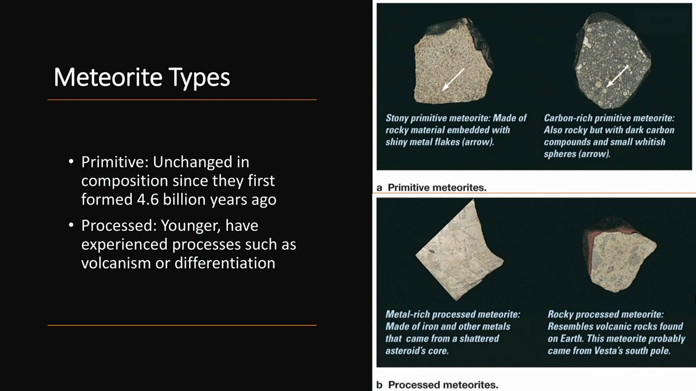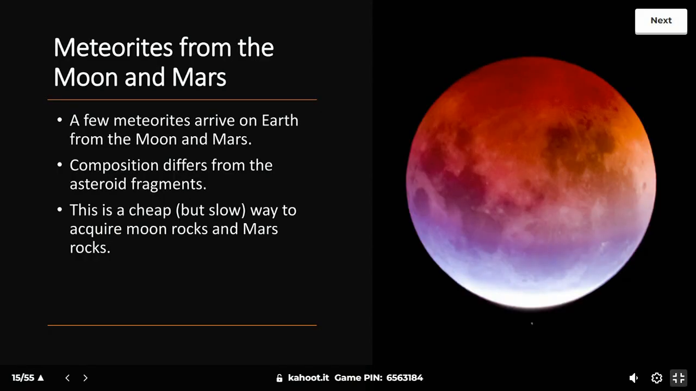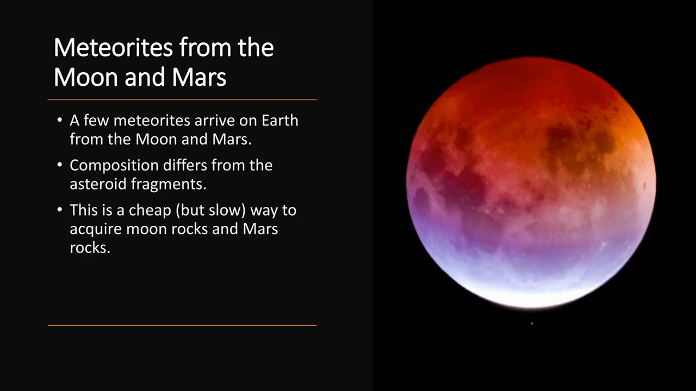But then there are these processed meteorites. So these are meteorites that we collect, but they show signs of geologic activity. So they had to have come from some object that, say, experienced volcanism or differentiation. And for the most part, that's not going to be from an asteroid. So it turns out these processed meteorites are actually chunks of different bodies in the solar system. So we have collected rocks from the moon and Mars and other solar system bodies.